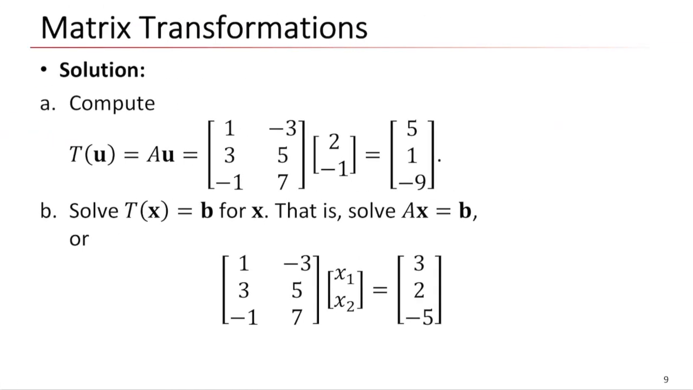First of all, the first question. Let's find Au. Okay, this was A. This is the vector u. Then how can we compute this?